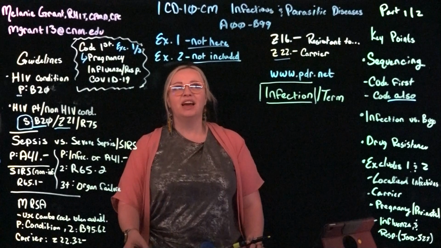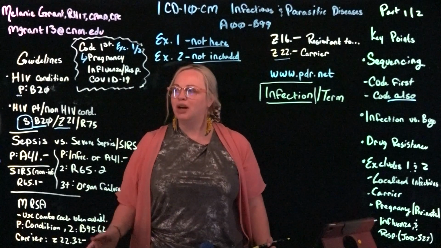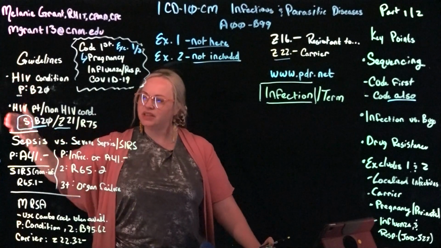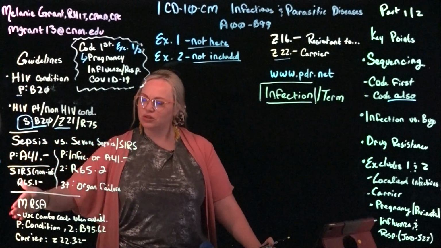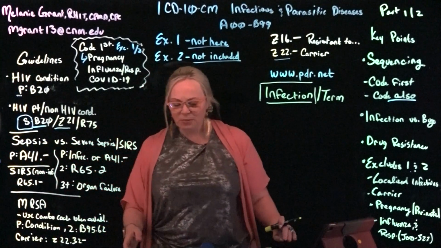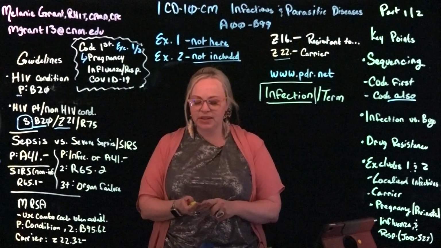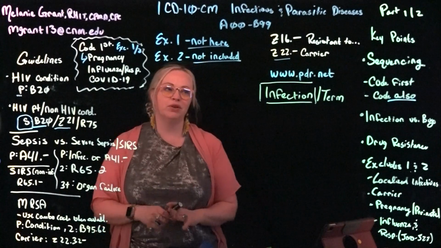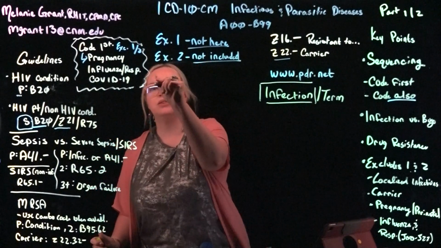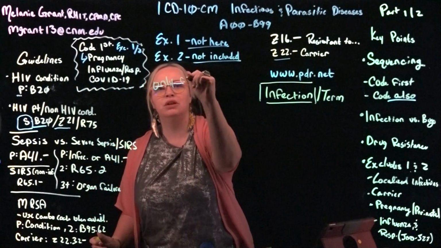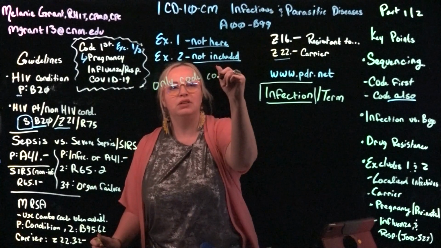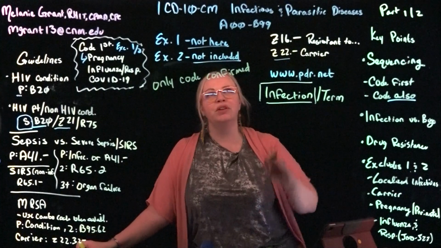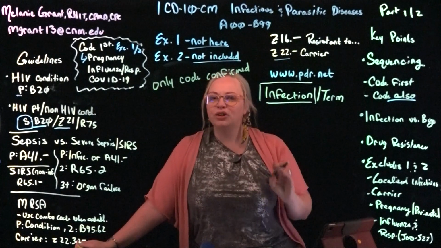In the A and B codes, you have a couple of very specific ones in your guidelines, such as HIV conditions, sepsis and SIRS, and MRSA. There's a couple of smaller ones too, but mostly what it says is when you're coding the bug, only code the bug if it's confirmed. That's one of your big things, only coding confirmed, even if it's inpatient.